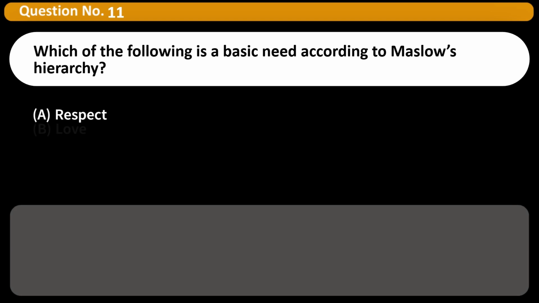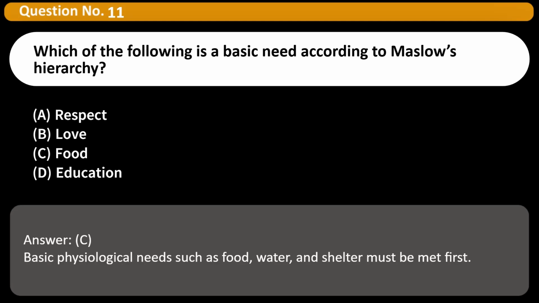Which of the following is a basic need according to Maslow's hierarchy? A. Respect. B. Love. C. Food. D. Education. Answer, C. Basic physiological needs such as food, water, and shelter must be met first.